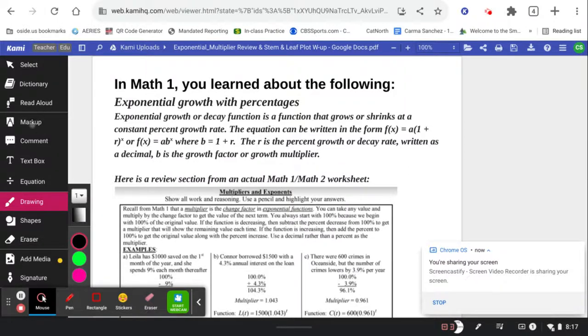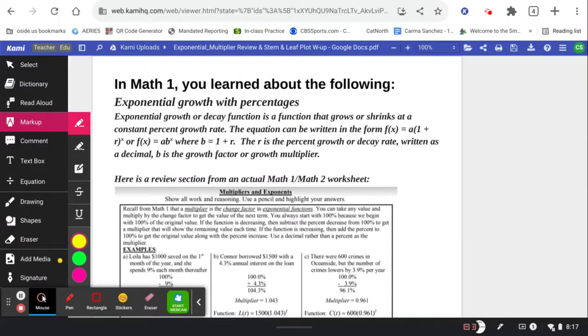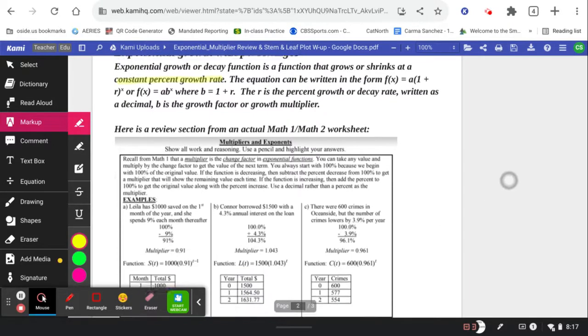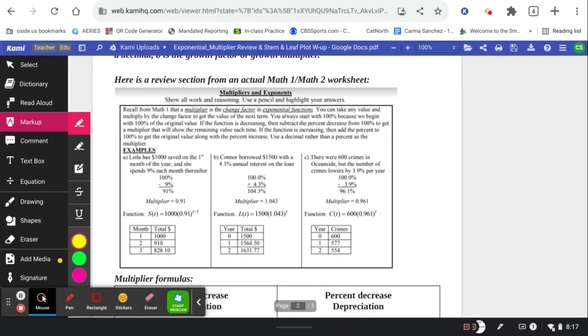So way back in Math 1, we're assuming that you learned the following about exponential growth and decay with percentages. So we would say to you something like it's growing or it's shrinking at a constant percent growth rate. And we used this equation, A being the starting value of whatever your price is that you're starting with, and then the 1 plus the rate of your percentage increase, or percentage decrease would be 1 minus the rate.